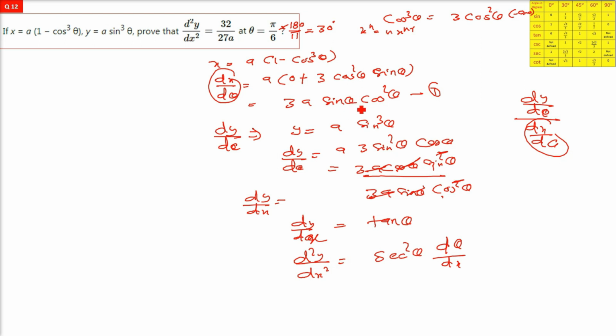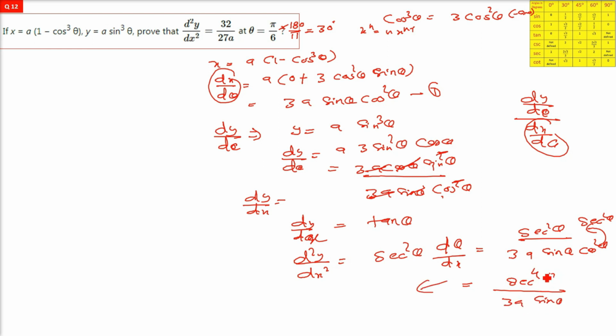So this d theta by dx, actually dx by d theta has to be written, and that will go into the denominator. So you have sec square theta divided by 3a sin theta cos square theta. Now cos square theta goes up, it will be sec square theta. You already have a sec square theta, so sec square theta times sec square theta will be sec to the power 4 theta. You have 3a sin theta in the denominator. Now sec raised to 4 theta.